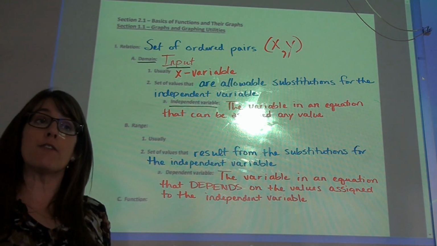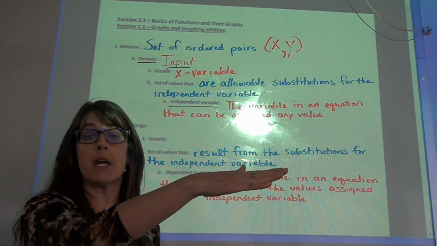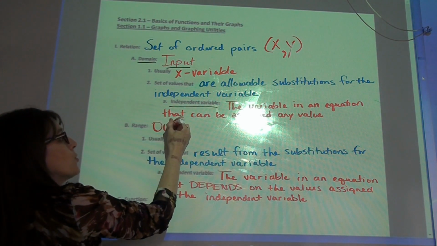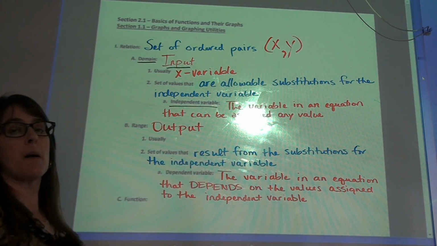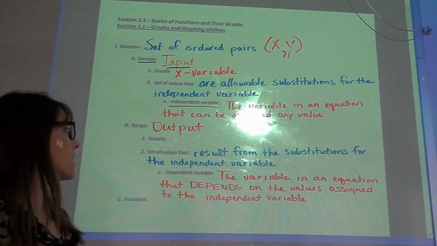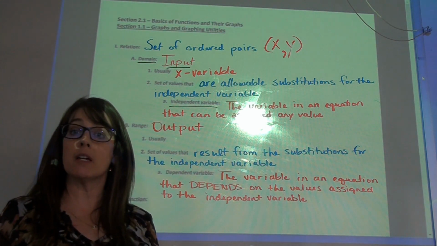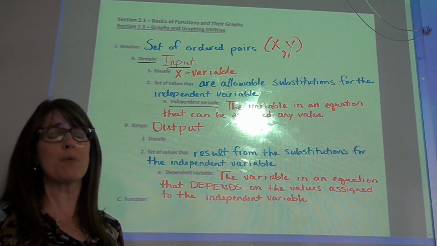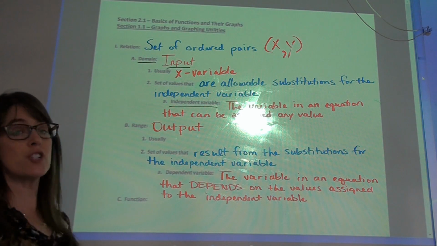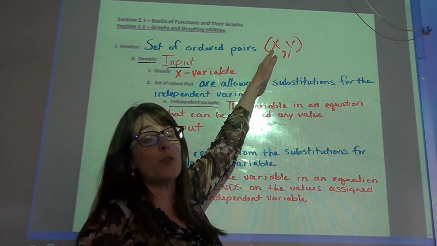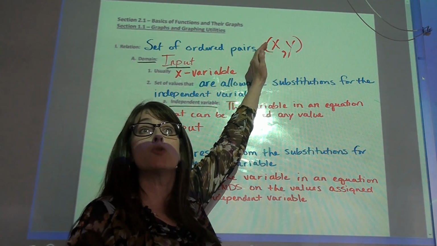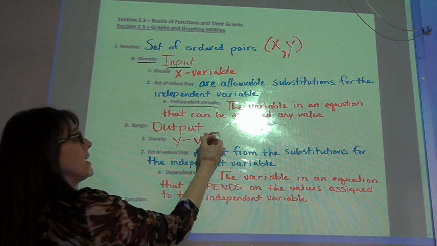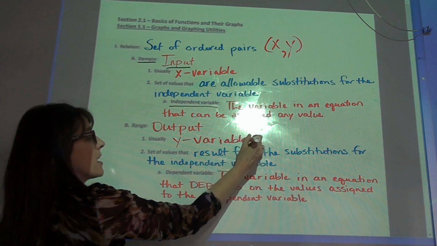Now, a range, if your domain is your input, then what would your range be? Exactly, it's going to be output. Now, I've told you many, many times that mathematicians are not creative. We call it like we see it. And this is the one time where I felt like input and output were perfectly good words. Why did they create domain and range? I have no clue. Input and output were perfectly fine. But anyways, your range is going to be your output. So if you put in for your x, what variable typically do numbers come out of? Yes, that would be your y variable. So your range is typically going to be your y variable in this case.